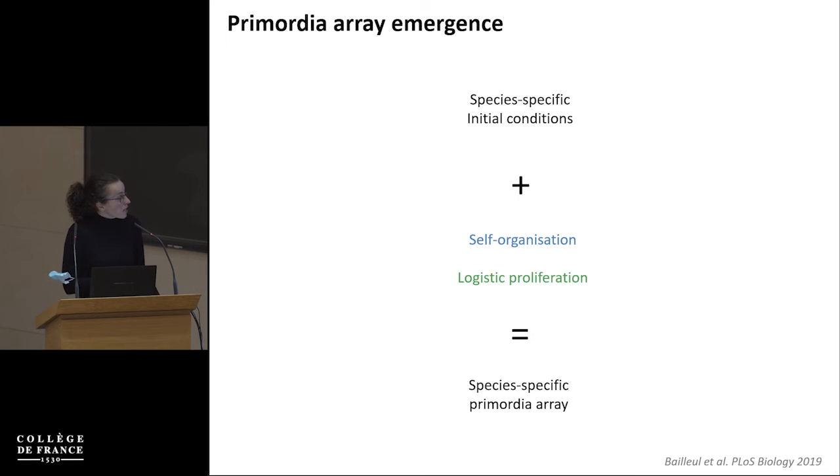From there, we went on to show that logistic proliferation is actually occurring in the skin. I don't have time to show you these results. I would refer you to this publication, and just quickly show you what we did to identify the nature of these species-specific initial conditions that constrain the outcome of self-organization.